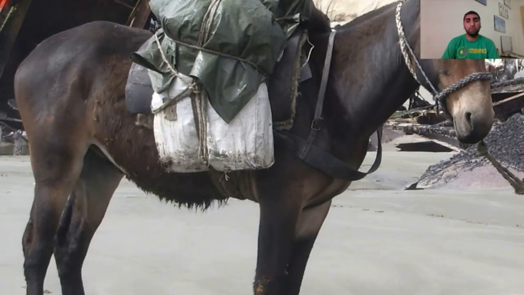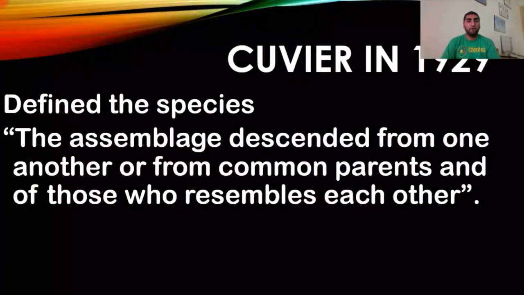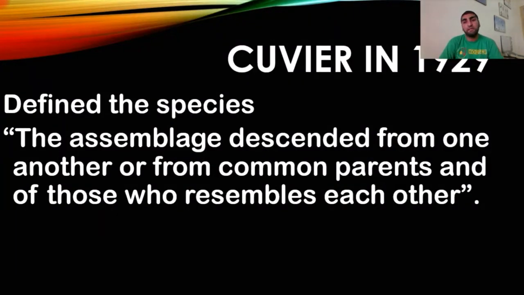So it has both the characteristics of horse and the characteristics of donkey. Now, Cuvier in 1929 defined species as the assemblage descended from one another or from common parents and of those who resemble each other. So this was the definition which was given by Cuvier.